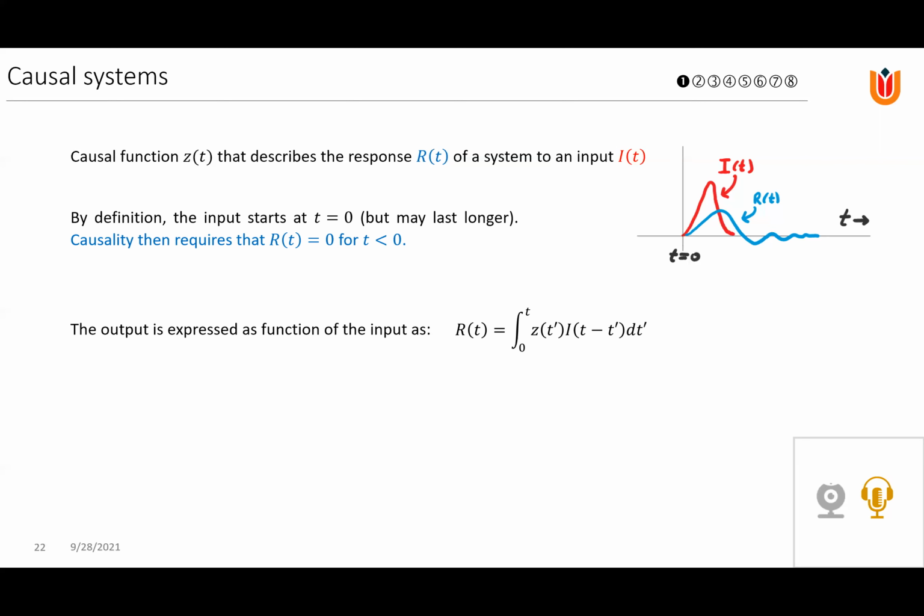Okay, but let's not get into the specifics of this. The point is that this is an input. This is an output. V out is an output. V in is an input, and the response of the system is what defines that function z of t prime in this case.